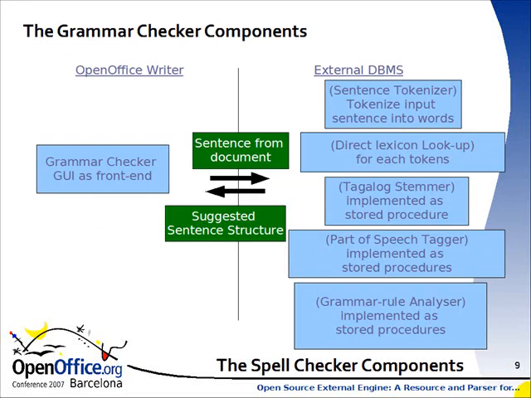The following are the grammar checker components. The grammar checker GUI is found in the OpenOffice Writer side, and on the other hand, the external engine side contains the following components: the sentence tokenizer, direct lexicon lookup, Tagalog stemmer, part of speech tagger, and grammar rule analyzer.